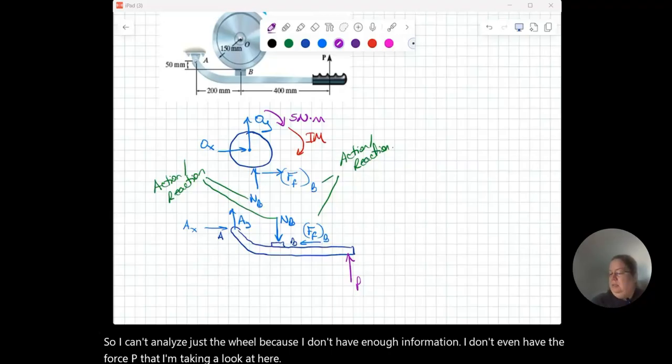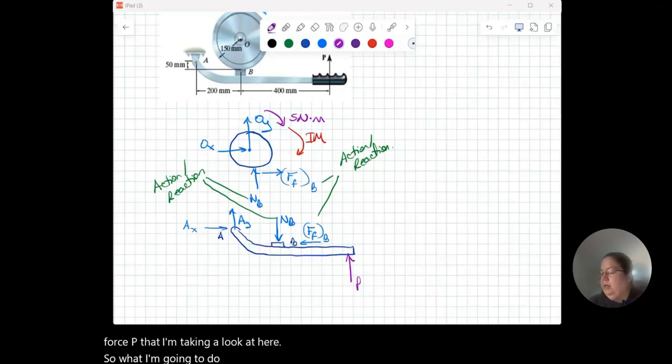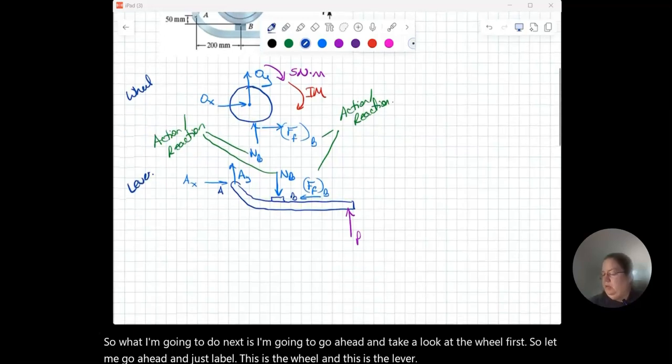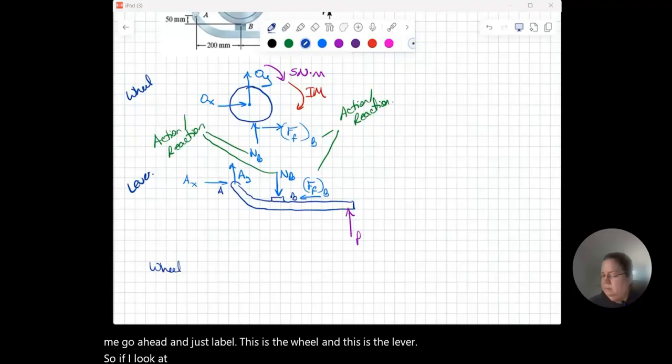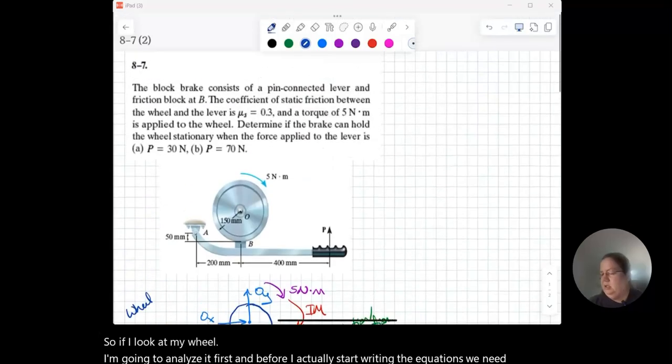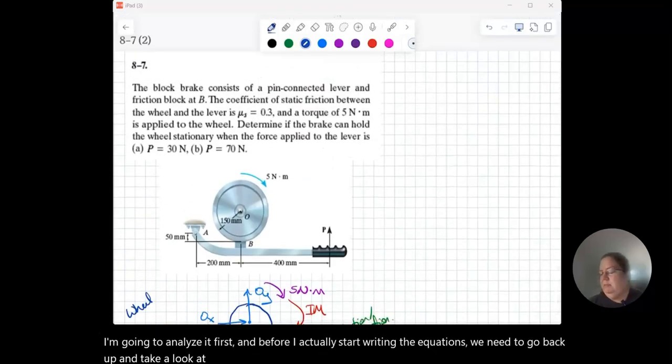So what I'm going to do next is take a look at the wheel first. So let me go ahead and just label this. This is the wheel and this is the lever. So if I look at my wheel, I'm going to analyze it first. And before I actually start writing the equations, we need to go back up and take a look at a couple things because I'm noticing that I'm still missing some key pieces of information.